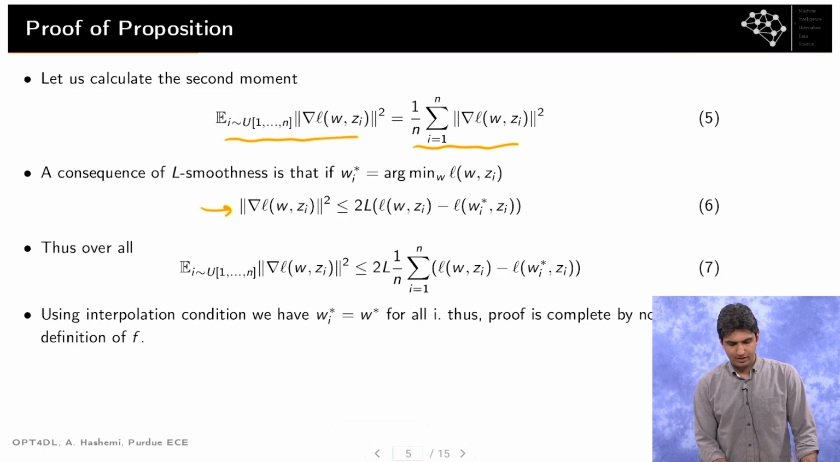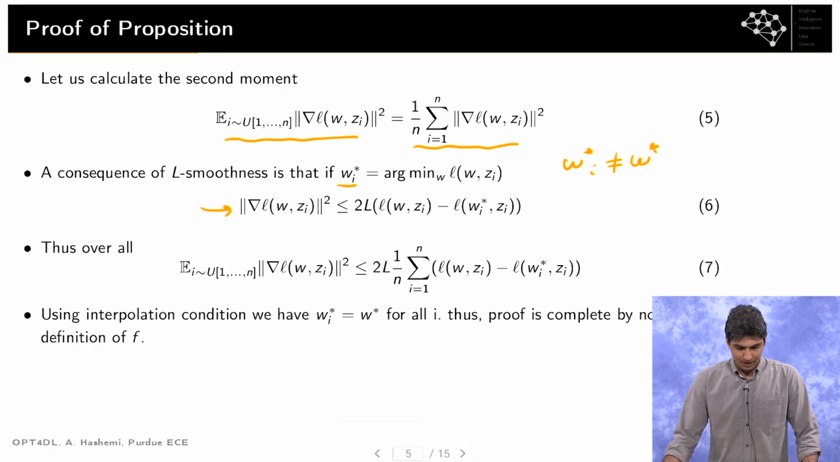Therefore, that means that this gradient is bounded by 2L times the value of the loss minus the minimum value of the loss. And here Wi star is basically the minimizer of the loss of the individual sample i. Okay? Now, in general, Wi star is not equal to W star. But for the overparameterized case, we can basically make an assumption that this is correct.